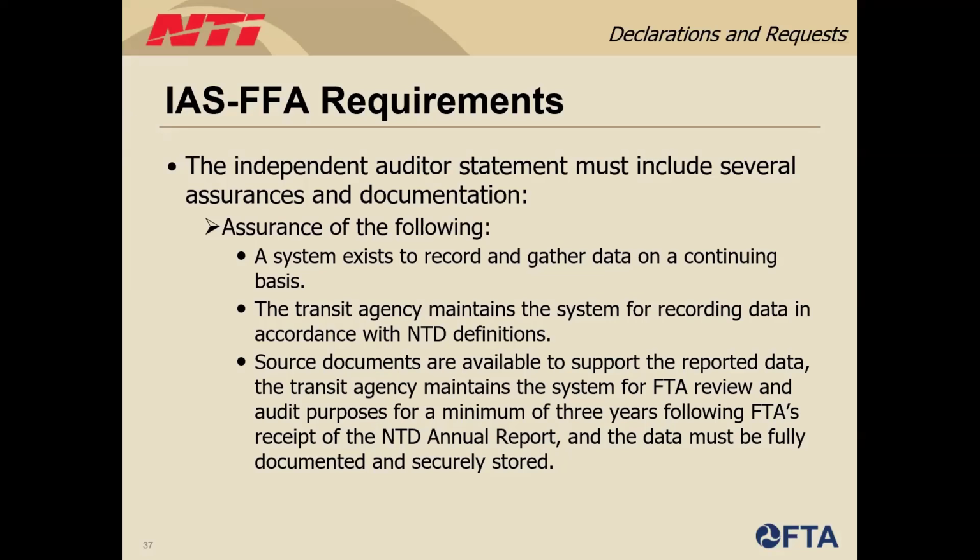In other words, the transit agency is measuring the correct data and has no systematic errors. The auditor must assure that source documents are available to support the reported data, and the transit agency maintains the system for FTA review and audit purposes for a minimum of 3 years following FTA's receipt of the NTD annual report. The data must be fully documented and securely stored. So this is looking to ensure that previous year data within 3 years is available to the auditor if needed when reviewing.